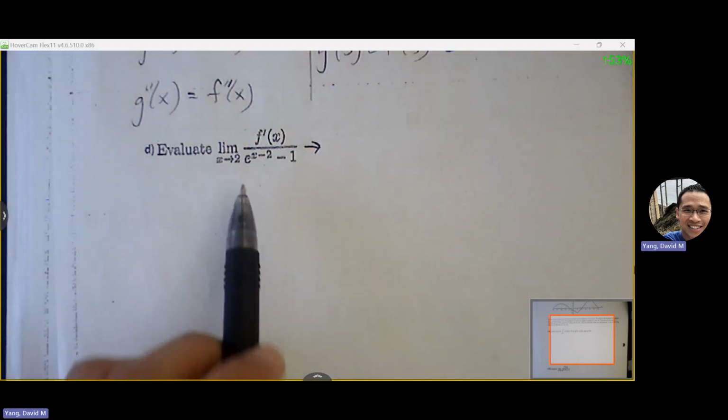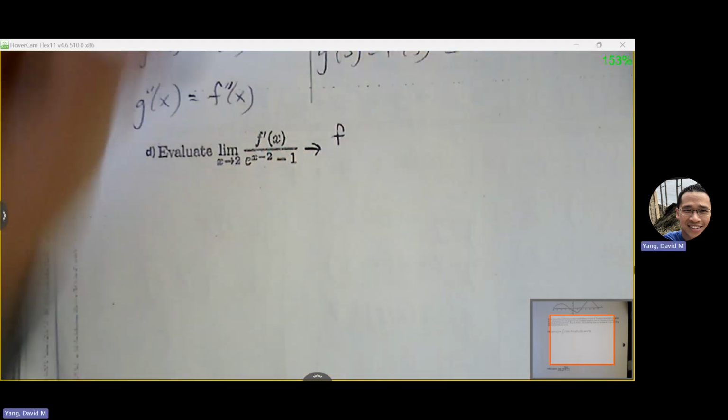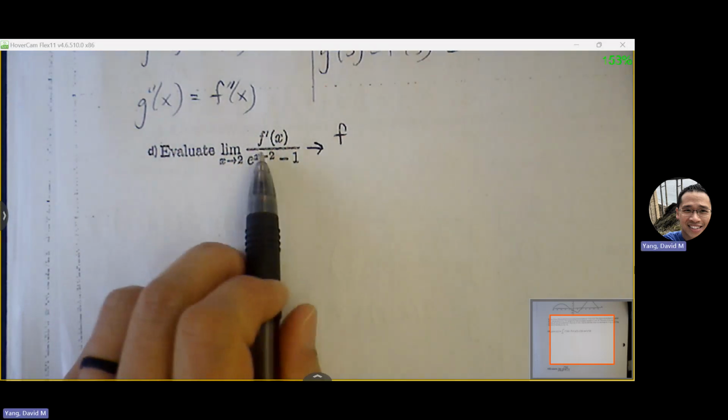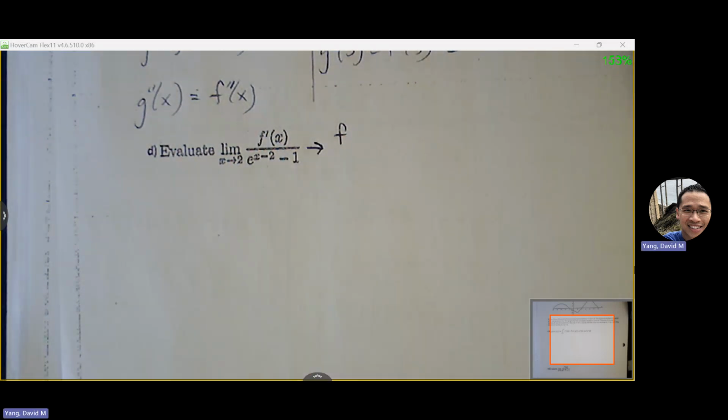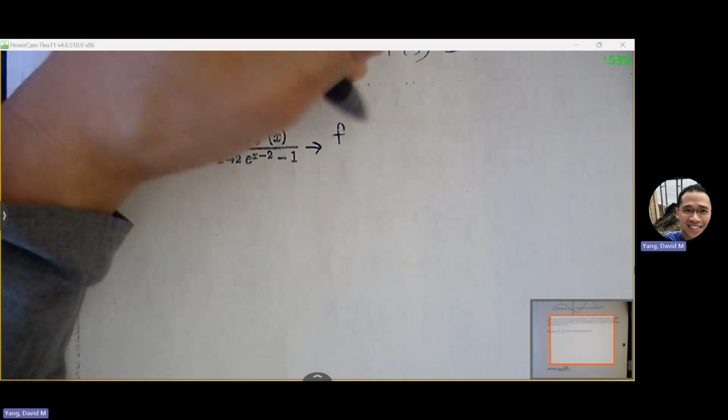Okay, so first thing we do is we plug in 2 because that's direct substitution, right? We always want to do direct substitution because we don't know what's going on. This is our way of evaluating.